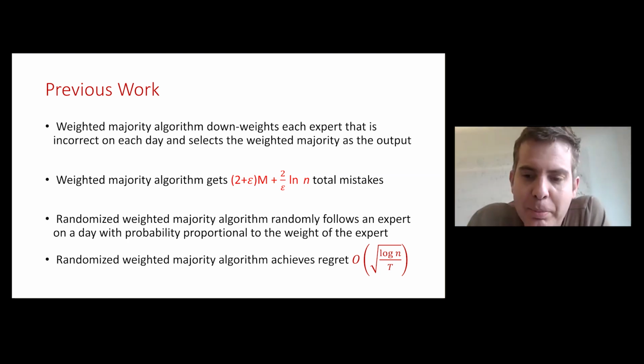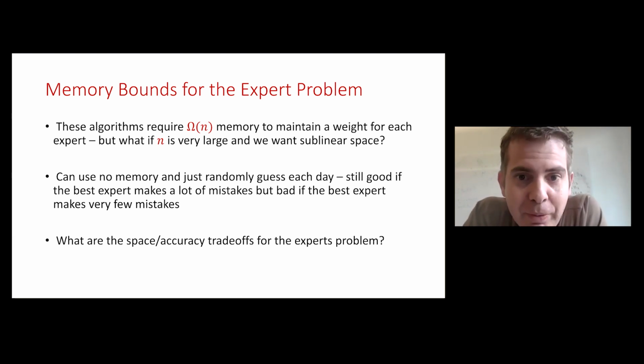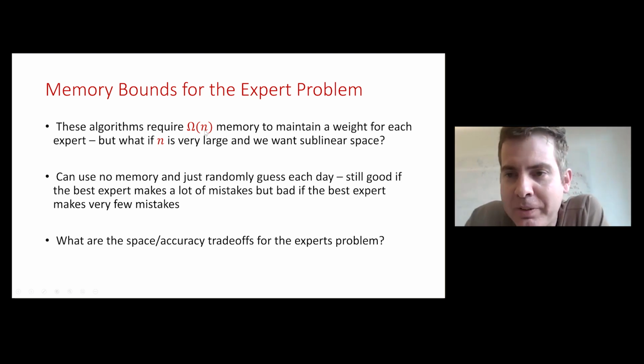So it's significantly sublinear. Okay, so the issue that we looked at in this work is that all of these algorithms require omega n memory, right? You're maintaining a weight for each expert. And with big data and so on, what if n is very large? What if you have a lot of experts making predictions, lots of different optimization problems, constraints could be experts and so on, n could be very large. And what if you want sublinear in n memory? Okay, what's possible?